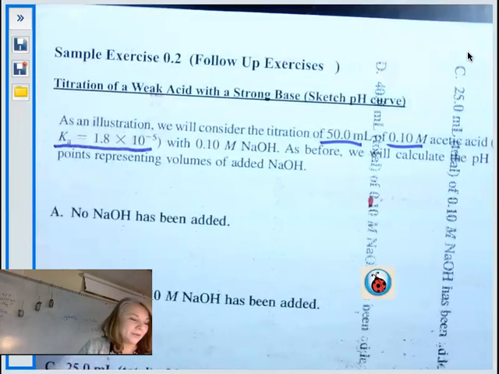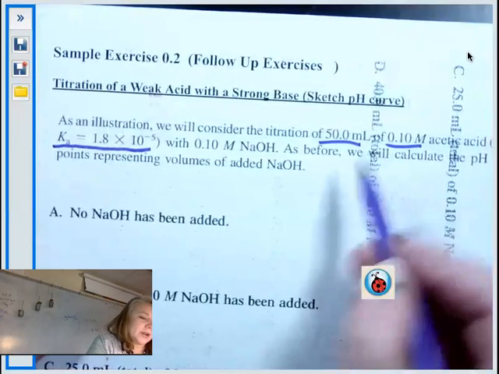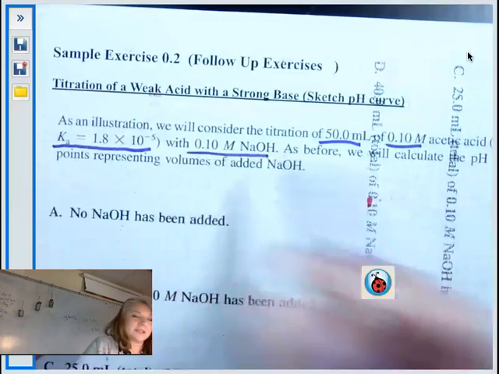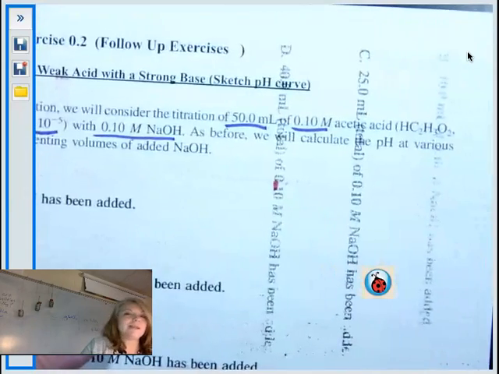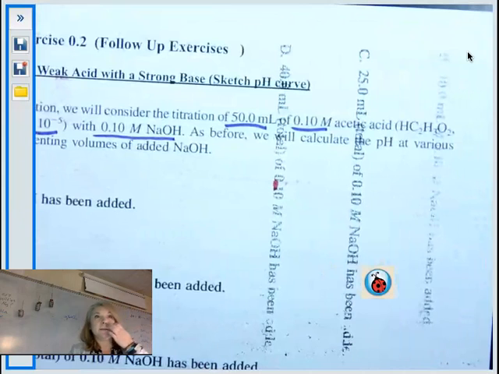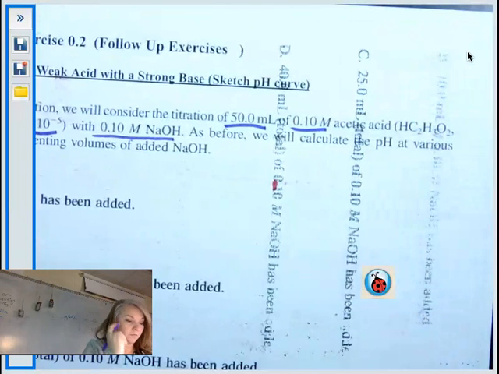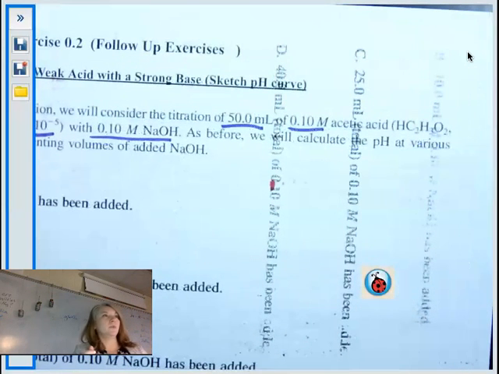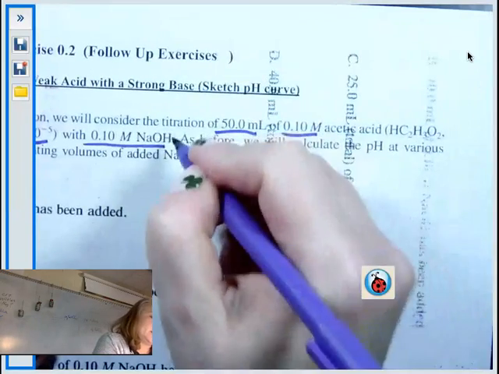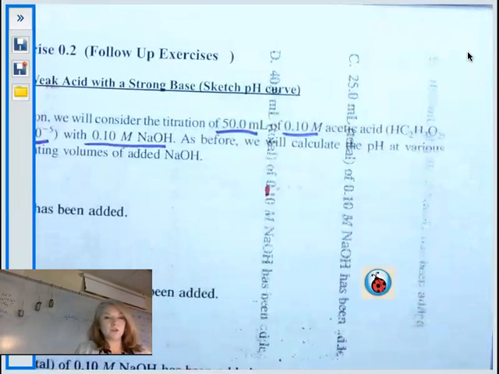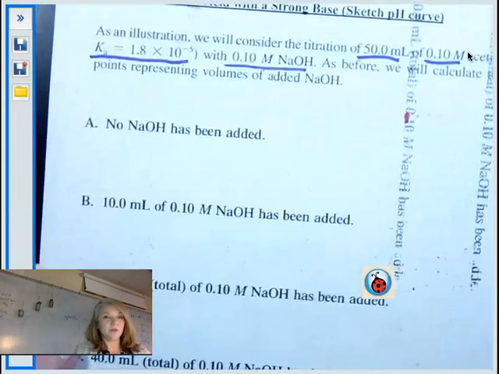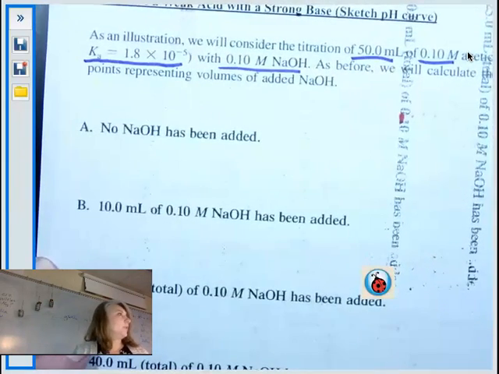Okay, so here we're titrating this acid with some sodium hydroxide. So which part is in the flask and which part is in the burette? Is the acid in the flask? Okay, so which one is in the burette? The base is in the burette, yeah. How do you know? Look at what you're adding. Whatever's added is in the burette, yes.